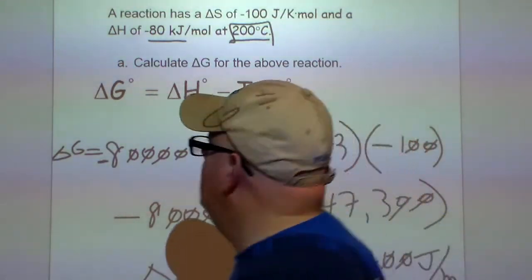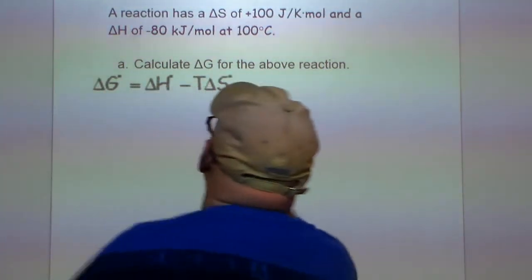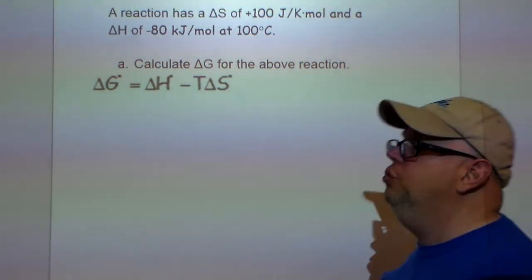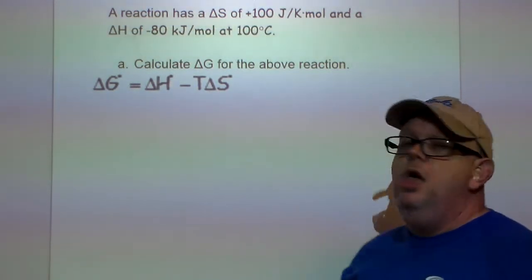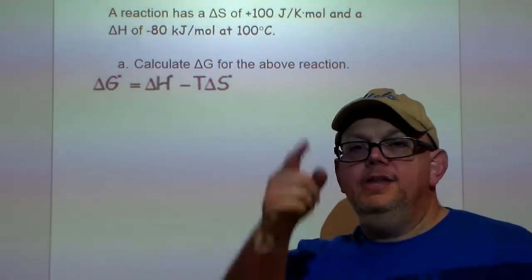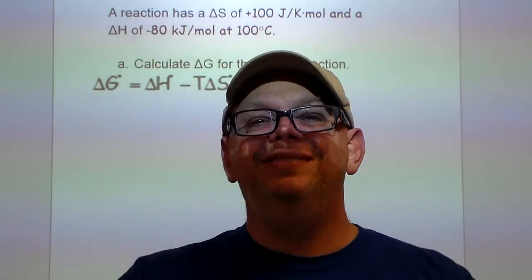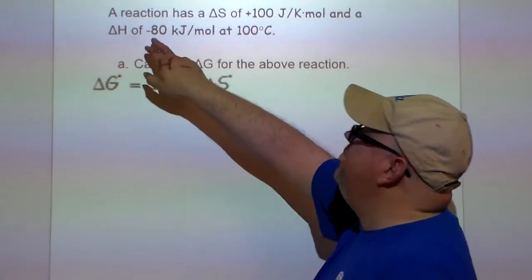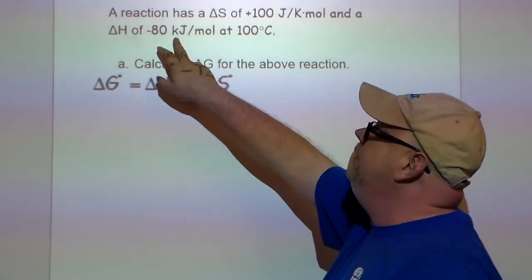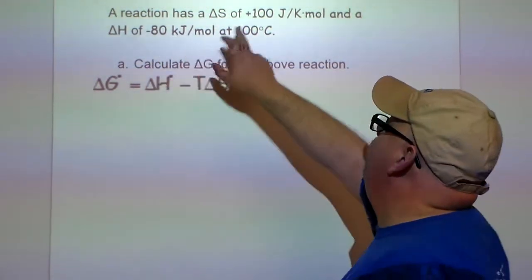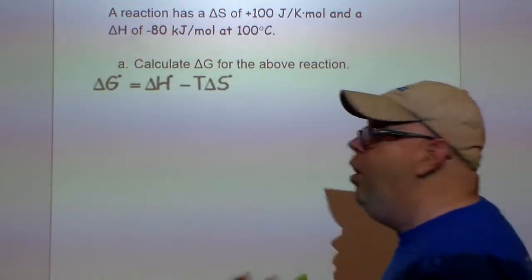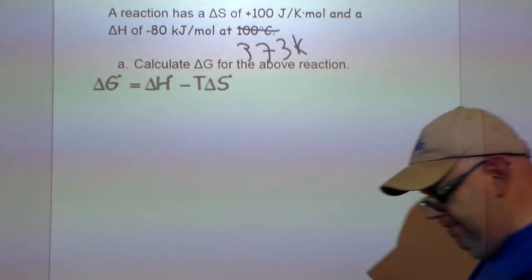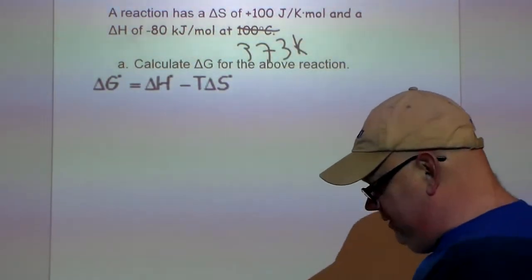Alright, let's take a look at another one here. So we have another reaction, and this one has a delta S of plus 100 joules per Kelvin times moles. Ooh, a positive entropy. Guess what? That means there is more disorder, more chaos in our reaction. And a delta H of negative 80 kilojoules, so it's negative 80,000 joules per mole at 100 degrees Celsius, or 373 Kelvin. So that's what we've got going for us.